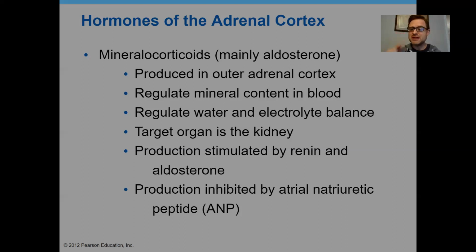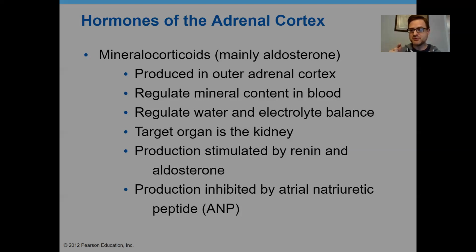I'm sorry, I said that wrong. Renin and aldosterone can raise your blood pressure by increasing the water content of your blood, whereas ANP can lower your blood pressure by decreasing the water content of your blood. I'm going to say that one more time because I misspoke a minute ago.